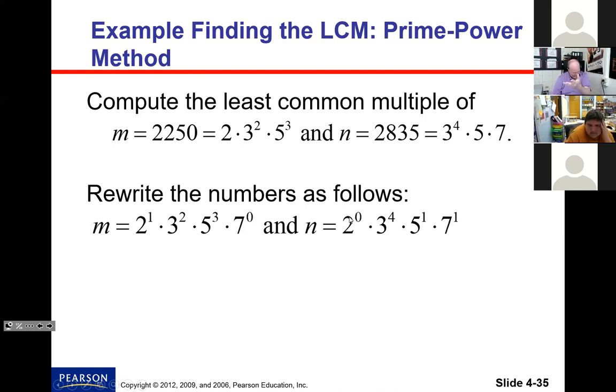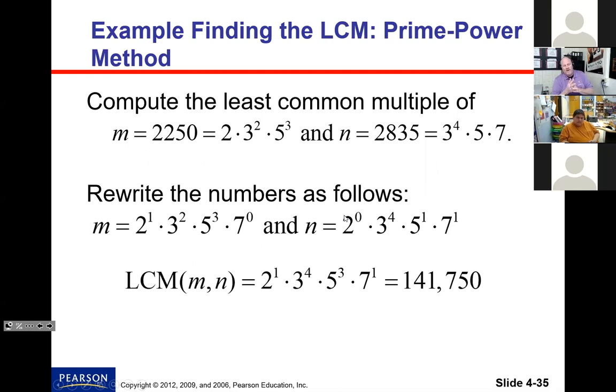Okay, so we have a 2 to the 1 and a 2 to the 0. What are we going to use for LCMs? 2 to the 1, because it's the bigger. 3 to the 2 and 3 to the 4. Which one are we going to use? 3 to the 4. 5 to the 3 or 5 to the 1? 5 to the 3. And 7 to the 0 or 7 to the 1? 7 to the 1. Okay, good. So there's our list. We write 2 to the 1, 3 to the 4, 5 to the 3, 7 to the 1. Okay, whoa, big number.